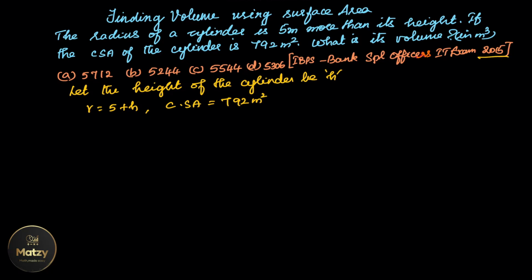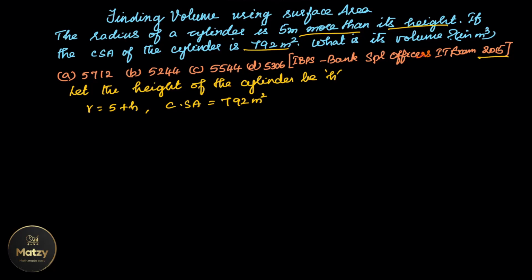Let's see the problem. The radius of the cylinder is 5 meters more than its height. CSA is given as 792 meters square. What is its volume? We have to find it. This question was asked in 2015 in the IBPS Bank Special Officers IT examination. Four options are also given in this problem.